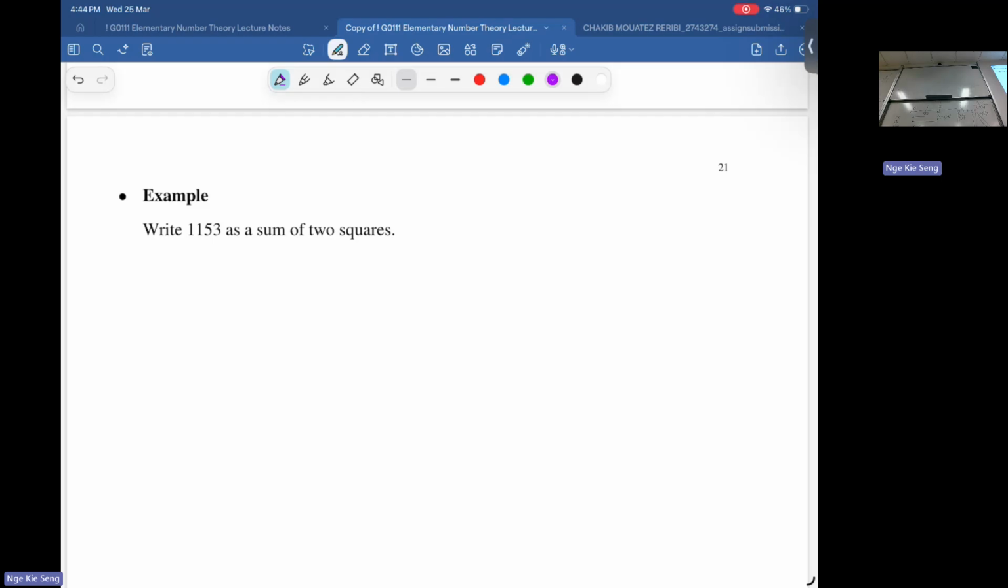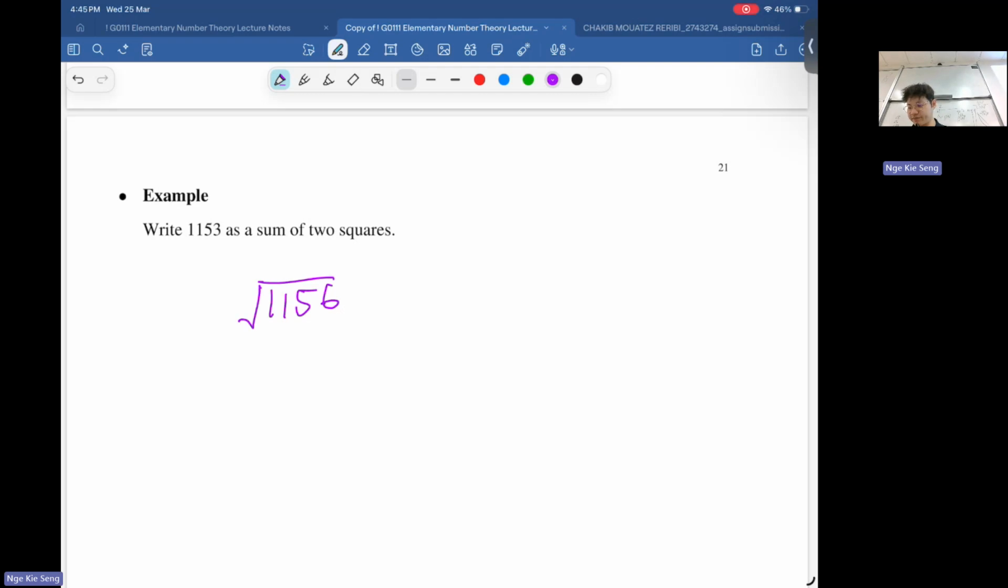What's the nearest perfect square? I think you also can figure out from your square root 1000. 1018. This is a perfect square. What's the nearest perfect square to 1153? 1156? Is it 1156? Okay, yeah.